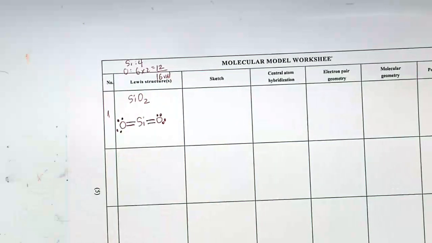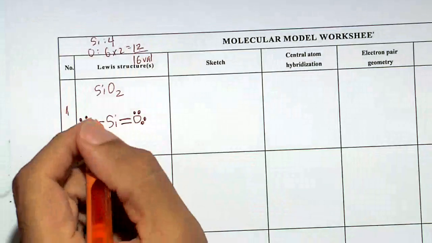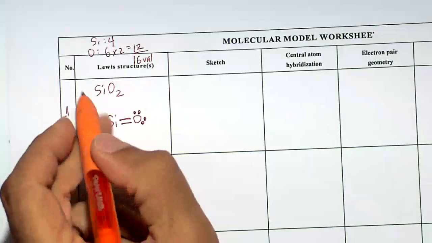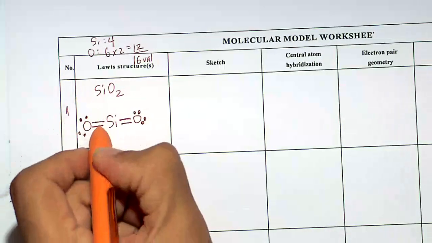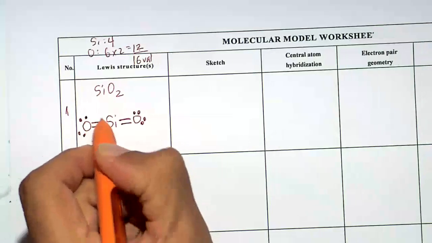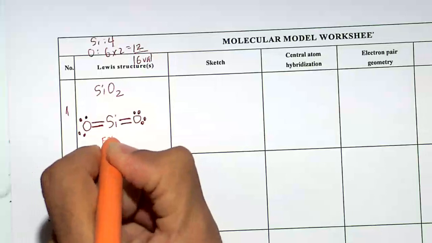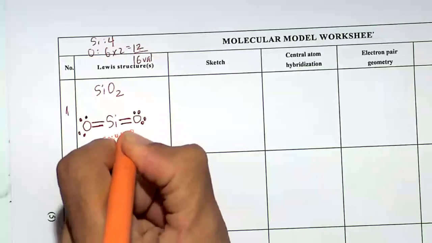Let's do the octet rule and formal charge. Octet rule for this silicon: 1, 2, 3, 4, 5, 6, 7, 8. Everyone good? What about formal charge? Count with me: 1, 2, 3, 4. What is silicon happy at? 4. 4 minus 4 is 0.